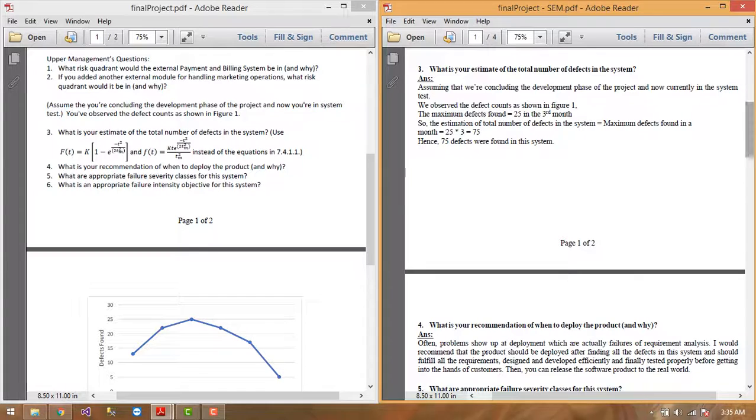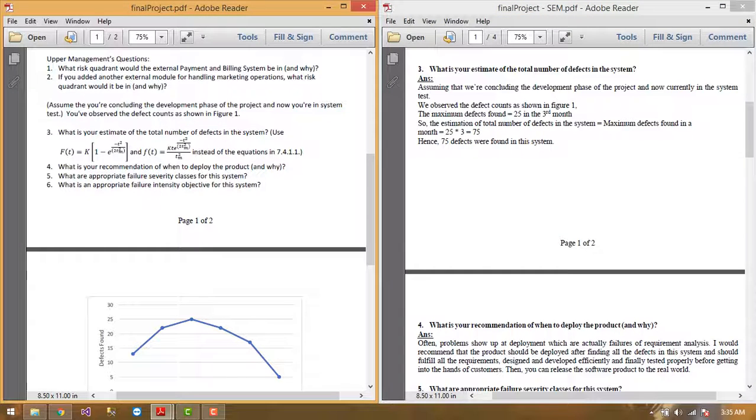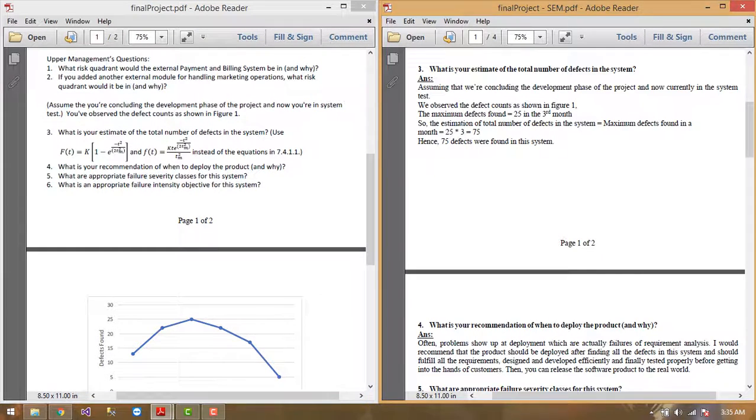And the third question was, what is the estimate of the total number of defects in the system? It told me to use these equations: f(t) equals k times (1 minus e to the power of minus t squared by 2 t squared m), and f(t) equals k t e to the power of minus t squared by 2 t squared m, by t squared m, instead of the equations 7.4.1.1. It is told in the question to assume that we are concluding the development phase of the project and we are now currently in the system test.